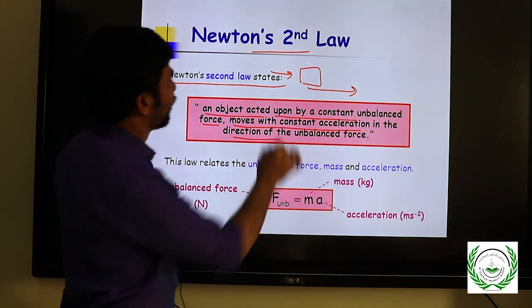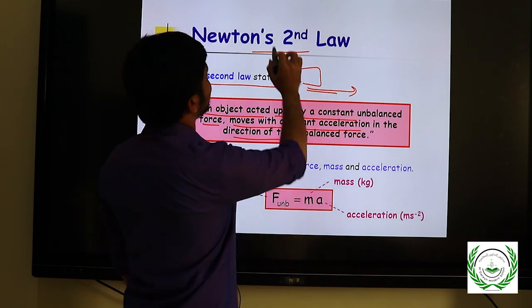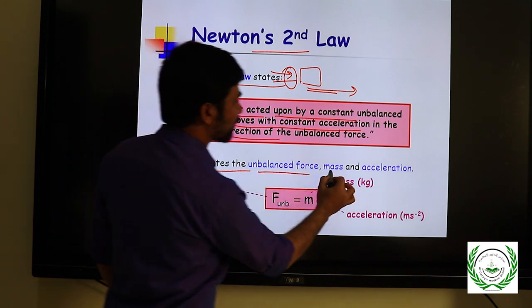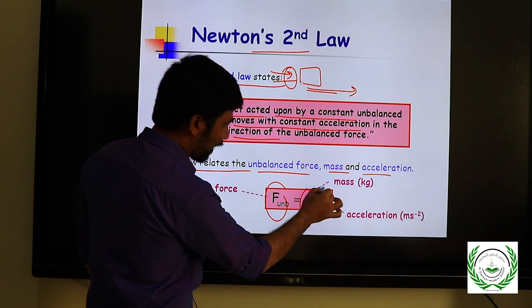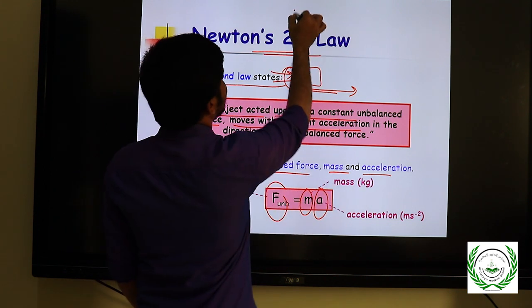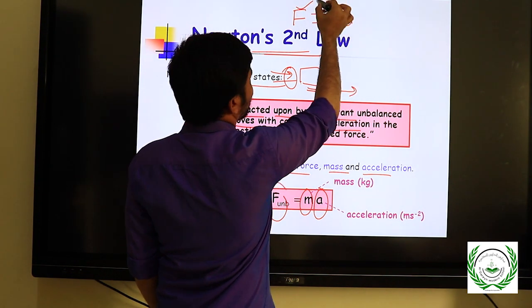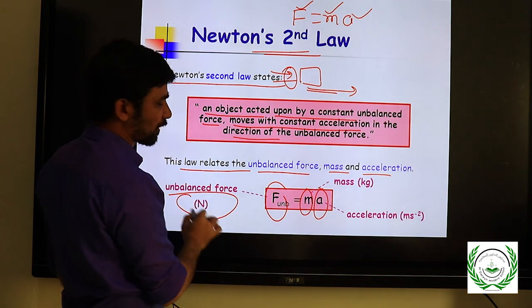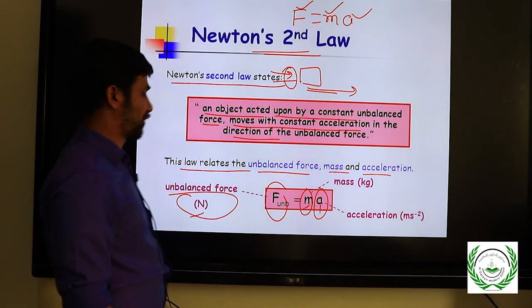When you do something and it is moving, what are you doing? We are applying force. This law is related to unbalanced force, mass and acceleration. Newton's second law tells us F equals ma, where F is force, m is mass, a is acceleration. Unbalanced force is mass times acceleration.